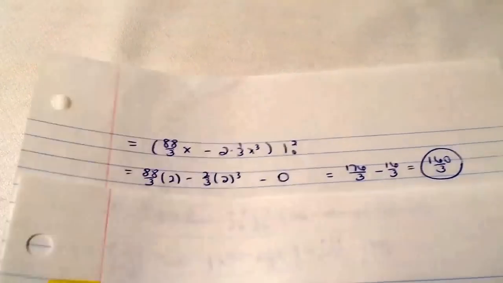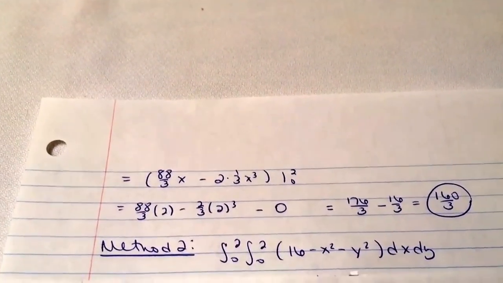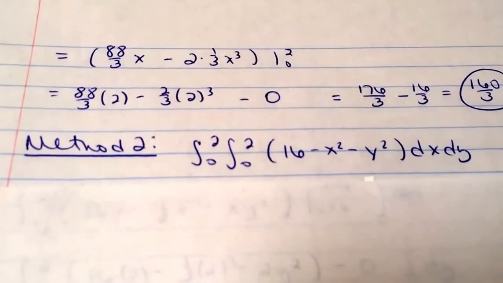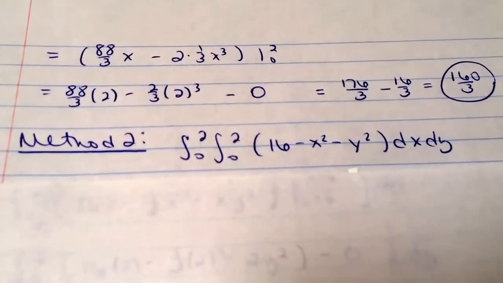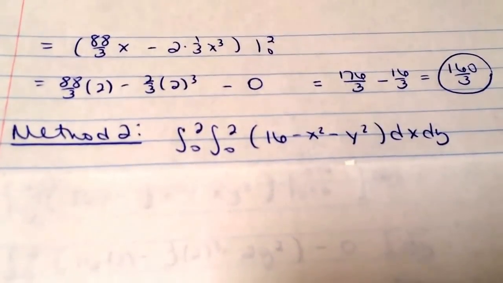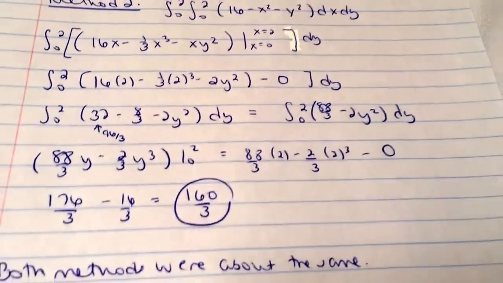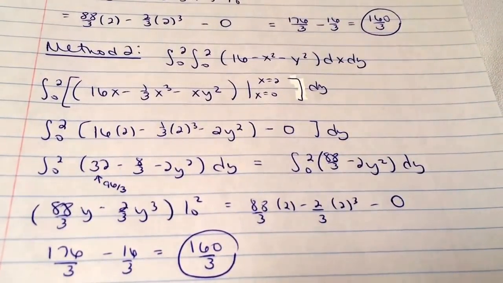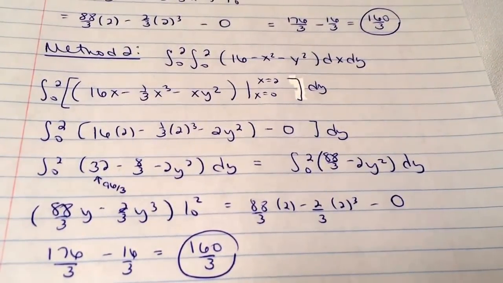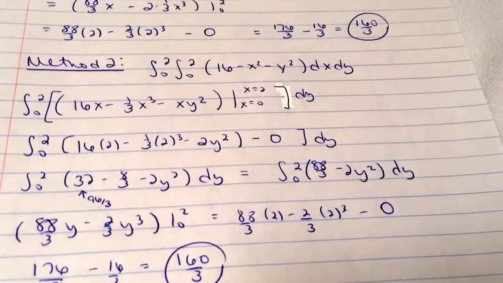All right, but if you did it with respect to x first, so if you've got your x's on the inside, you should still get 160 over 3. The answer should be the same, but your work is going to look different. So if you did the x first, then this is what your work should look like. All right, so if you didn't get 160 over 3, you can see if you can figure out where you went wrong. And here, both methods were about the same.